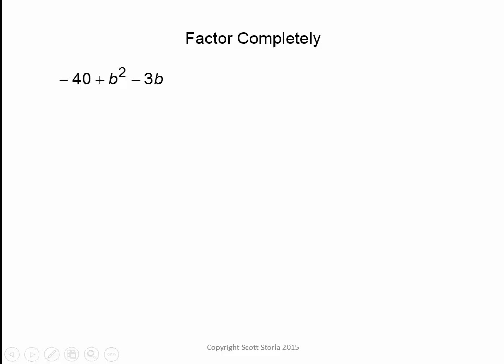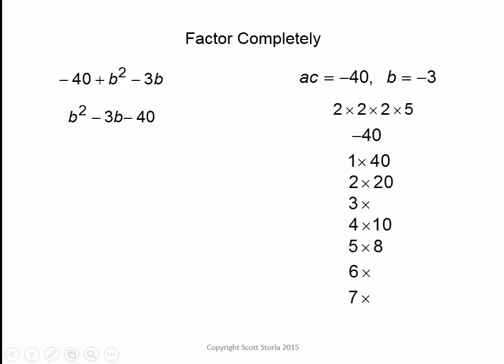Here's the next one. First, I need to write in standard form. A is 1 and C is negative 40, so A times C will be negative 40, and B will be negative 3. My prime factored form will be 8 and 5. And here are my factor pairs. That is, 1 times 40, 2 times 20. There's no factor of 3. 4 times 10. 5 times 8.